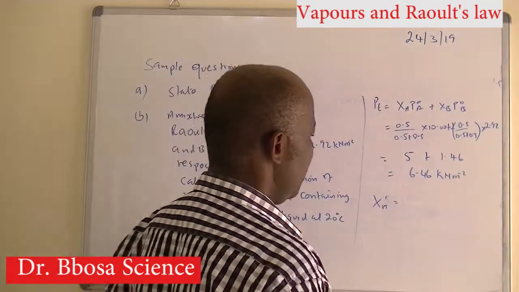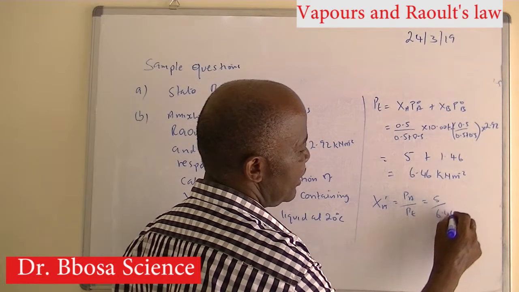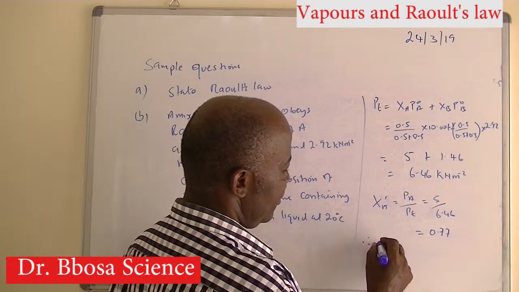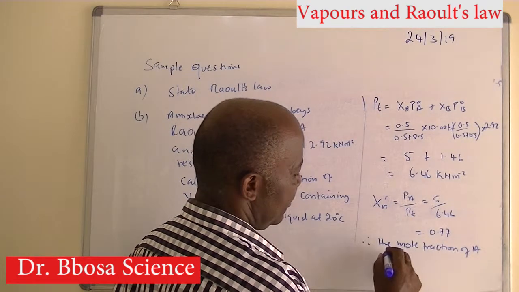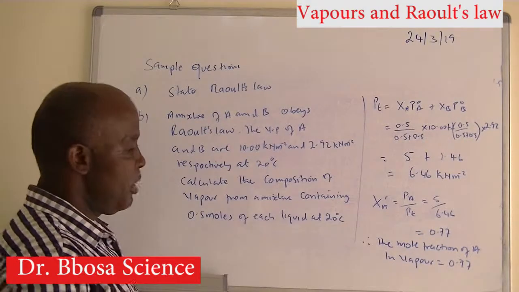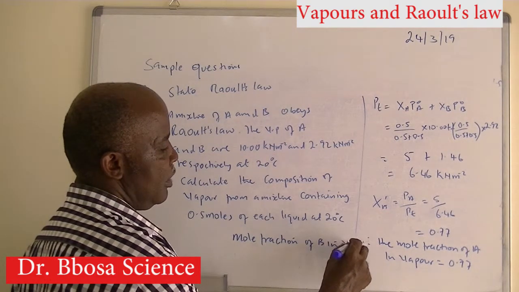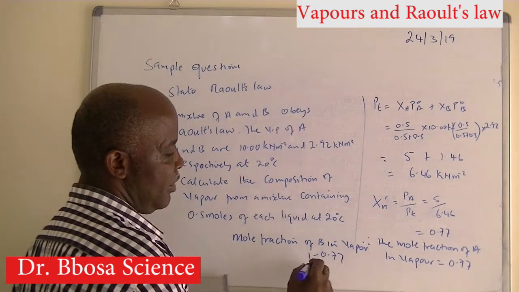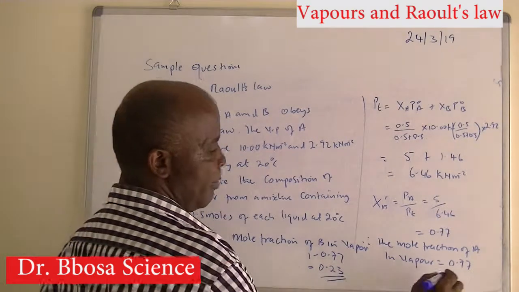Then the composition of A in the vapor will be equal to PA over P total, which is equal to 5 over 6.46, which is equal to 0.77. Therefore, the mole fraction of A in vapor is equal to 0.77. If I want to get the mole fraction of B in vapor, we remind ourselves that the two mole fractions add up to 1, so it will be 1 minus 0.77, which is equal to 0.23.